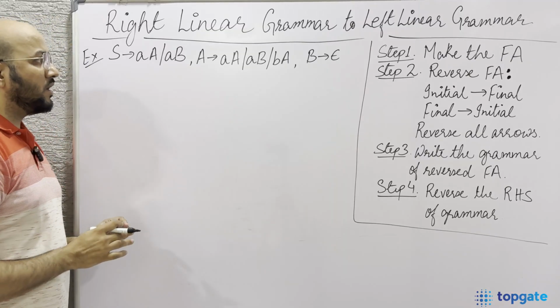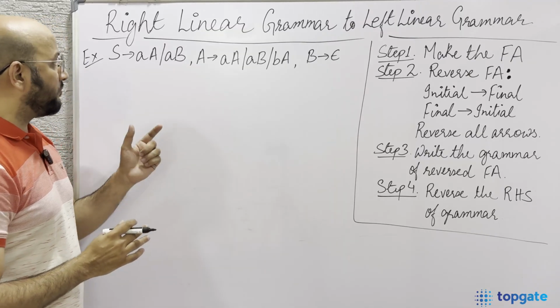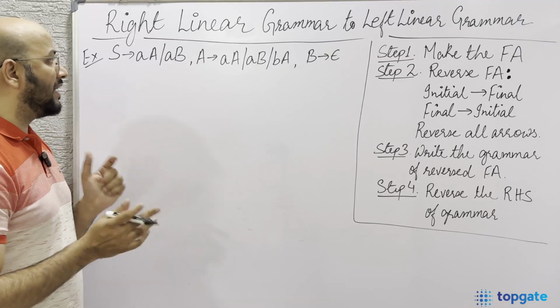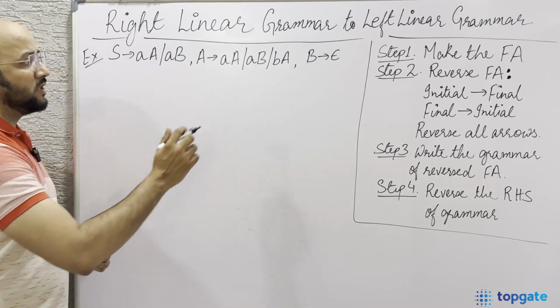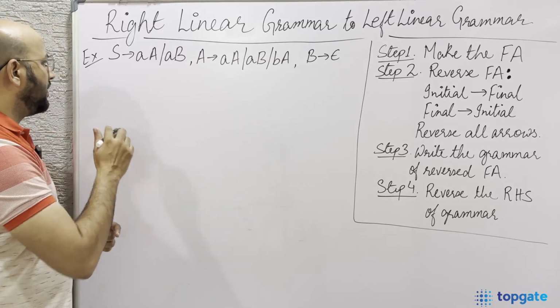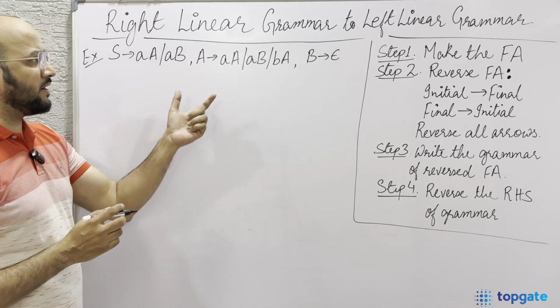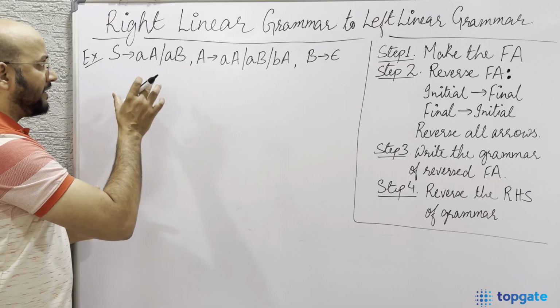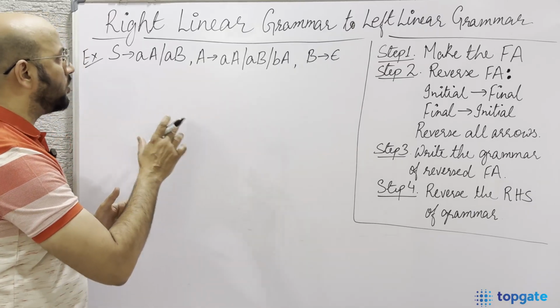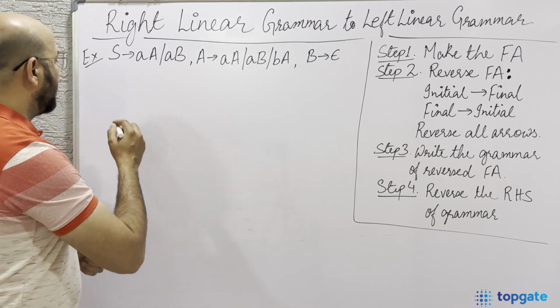So this is a right regular grammar. So we have to convert this right regular grammar to left regular grammar or left linear grammar. So how we do this? The step 1 says that first of all we have to make the finite automata. Well, that's very simple. So we've already seen how to convert the right regular grammar to a finite automata. You can go to that video and just check out how we have done that. So let's see.